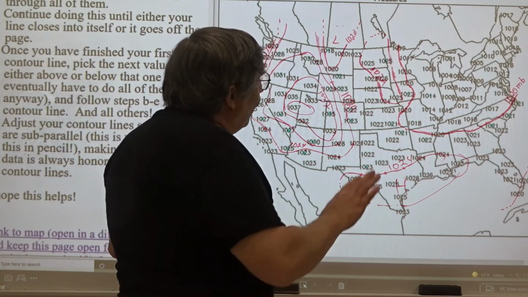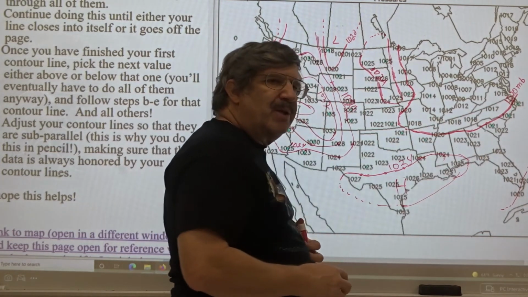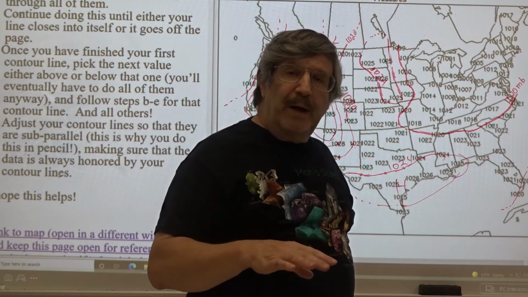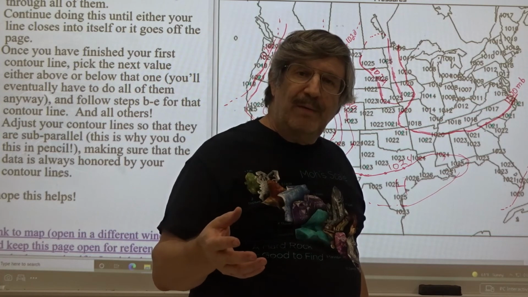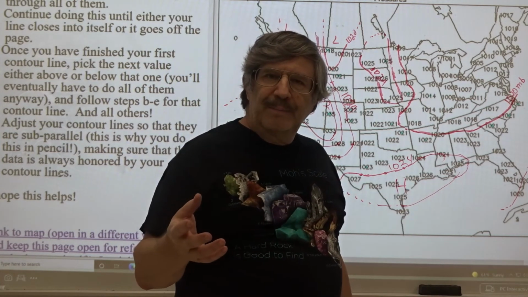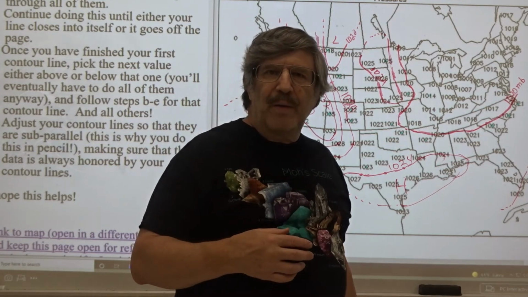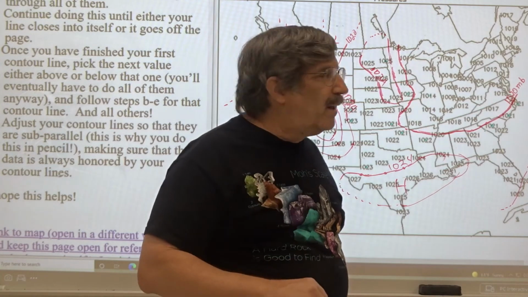But to give you some hints, this is 1020 millibars. So we're going to go down from 1020. What's that going to be? 1016. Then you're going to do 1012. And if there's enough room, 1008, 1004. And there's no contour line at 1,000, so you won't need to draw that.